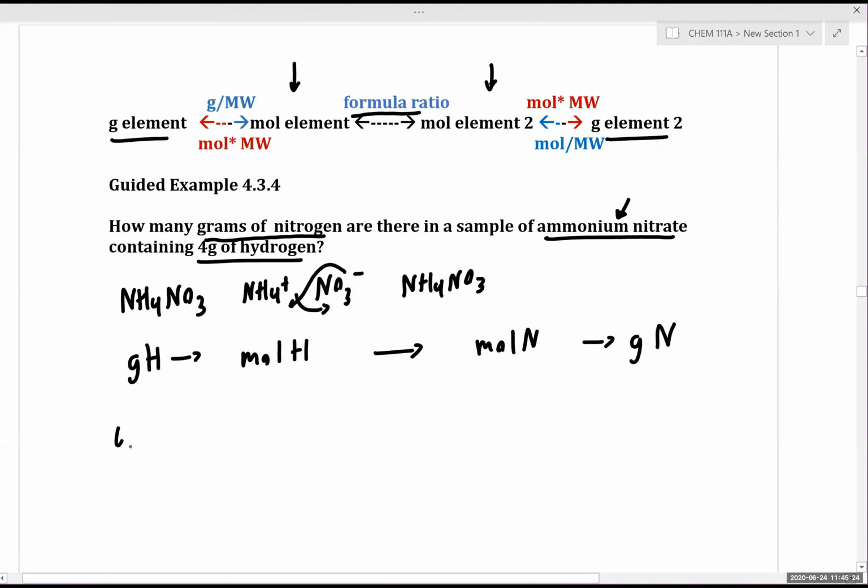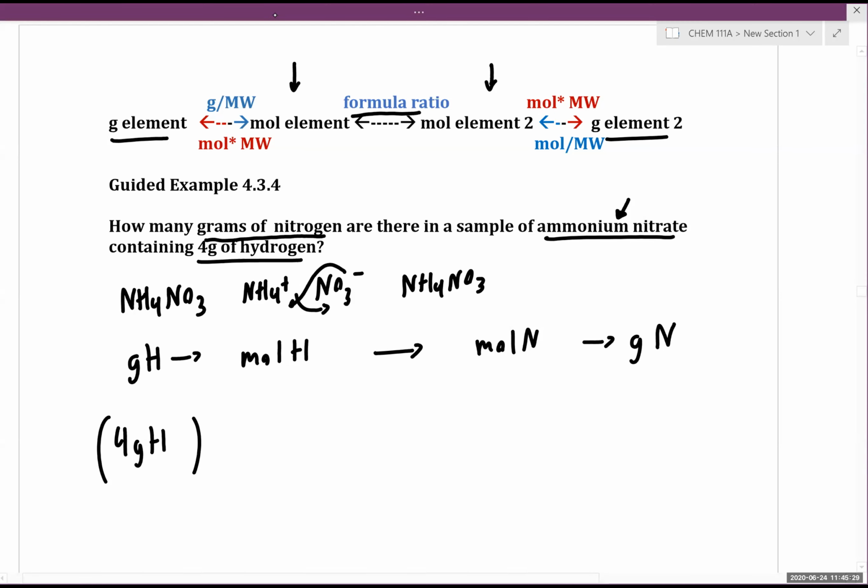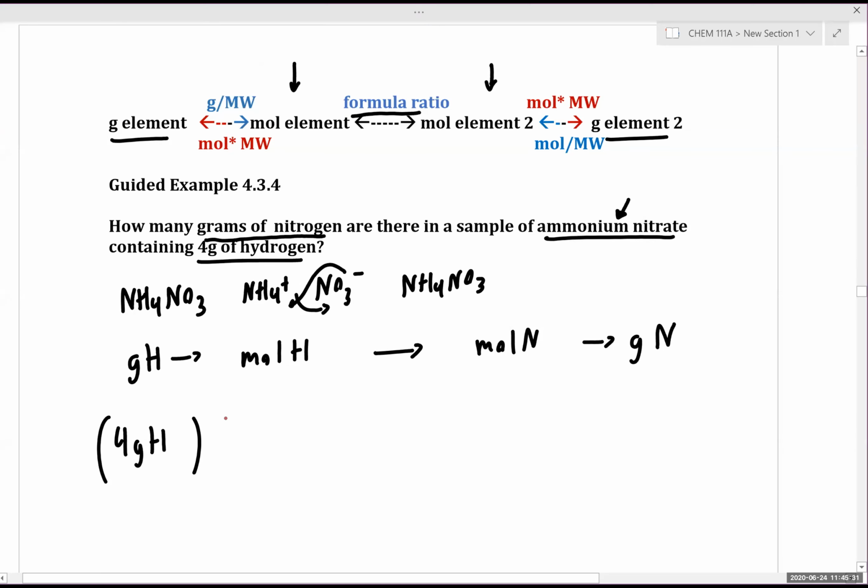So starting off, let's write our units. So we have 4 grams of hydrogen. We know in 1 mole of hydrogen, remember the unit that we're converting to goes on top, in 1 mole of hydrogen, we have 1 gram.